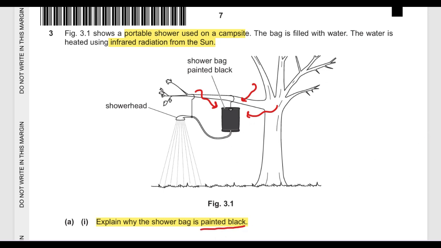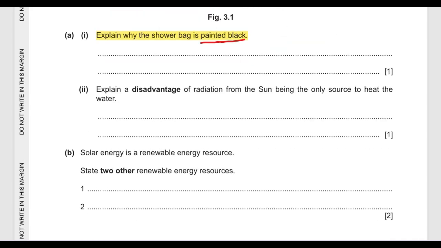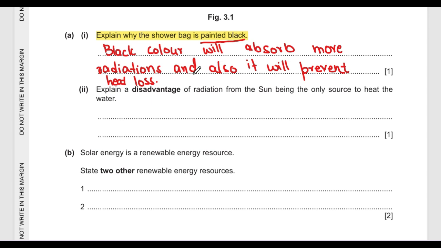Because black is a very good absorber of heat, and as well it's a very bad emitter of radiation, so it will also prevent the heat loss. So black color will absorb more radiations and will heat up quickly, and also it will prevent the heat loss as it's a bad emitter.